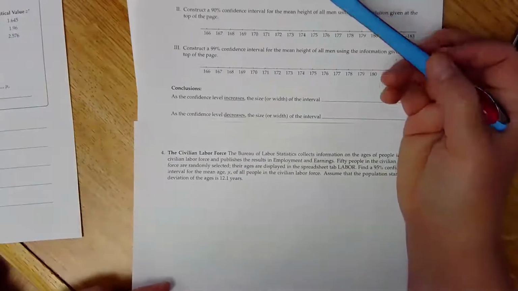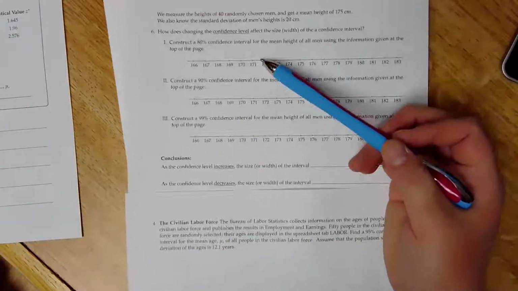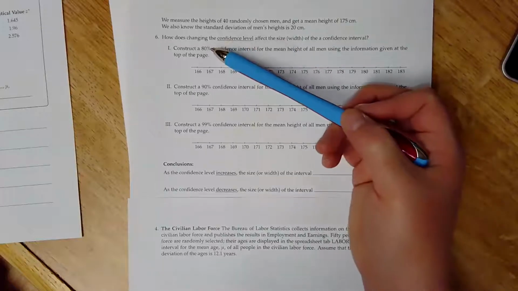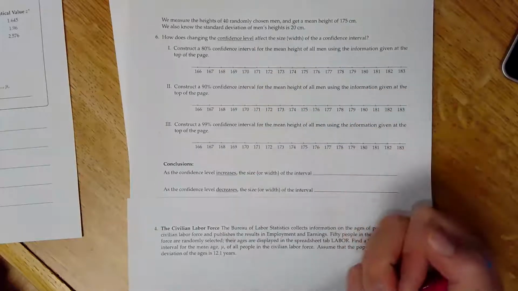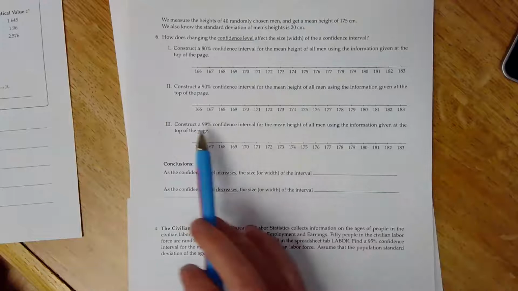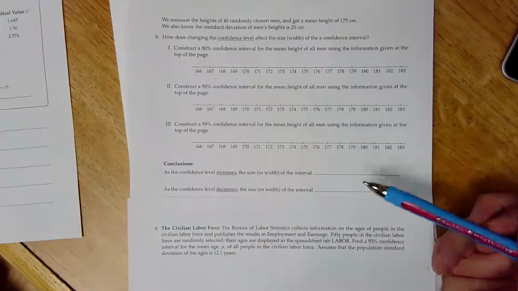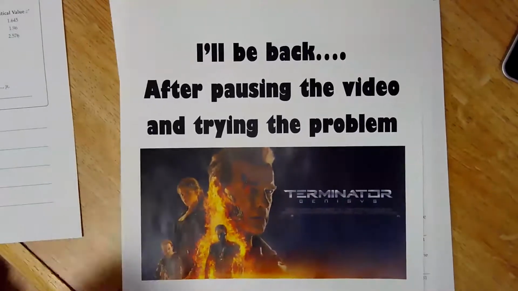Okay, and then on number 6, you're going to change the confidence level. So same scenario, but you're going to do an 80, a 90, and a 99% confidence interval, and you're going to plot those values again and then come up with a set of hypotheses. So I think you know what's coming. You're going to pause the video and give it a try.